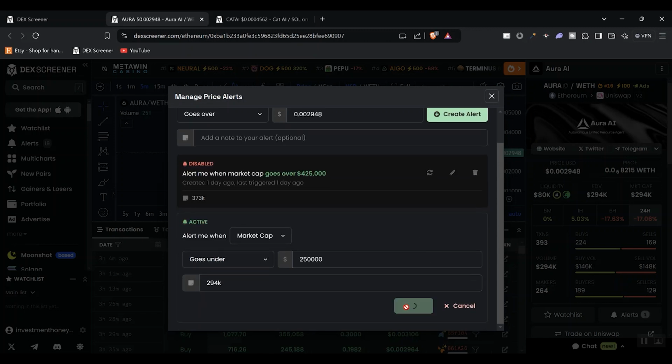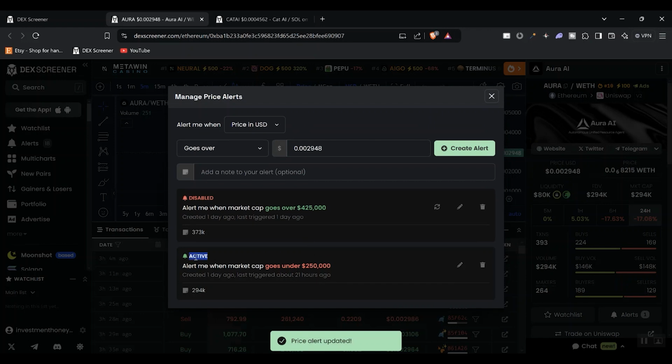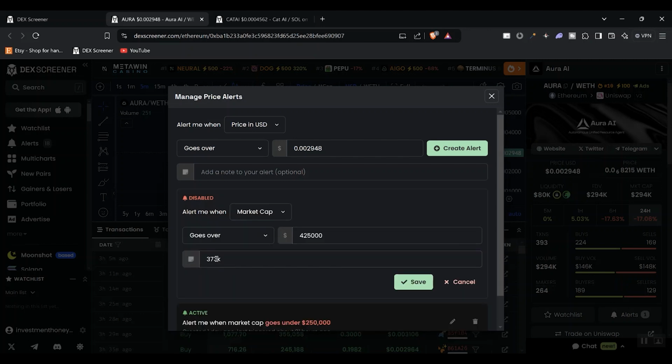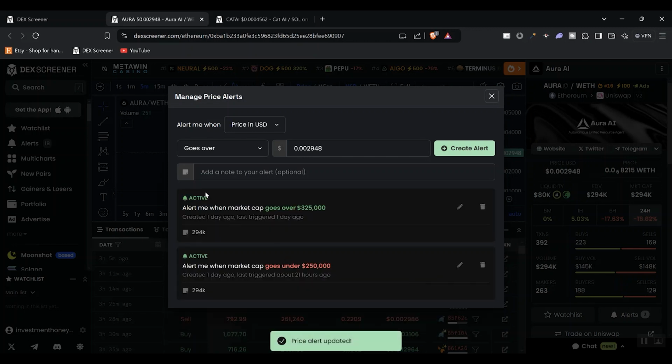So we're going to save this now. Obviously you can see now that this one, the under alert, is now active again. Now obviously when it gets triggered, it's going to go back to disabled. So here on the over, we definitely want to adjust our posted market cap. So we are setting this at 294K. And for this one, since we're sitting at 294, I don't know, let's do 325. Let's set it at 325. Okay, so now both of these alerts are active again.